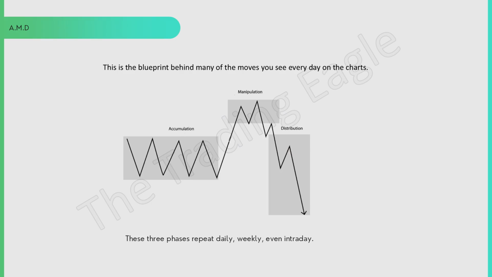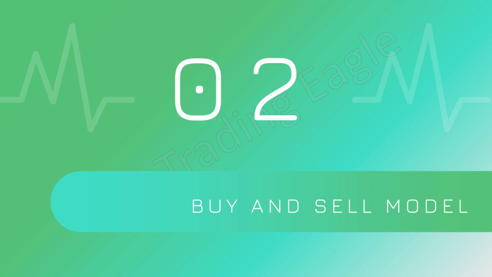Now, knowing how to identify this can give you a major edge and show you how to really follow the big move. This pattern appears in both buy models, which is the bullish move, and sell models, which is the bearish move. These steps are just mirrored, but the logic and the framework are the same. So let's talk about buy and sell models.